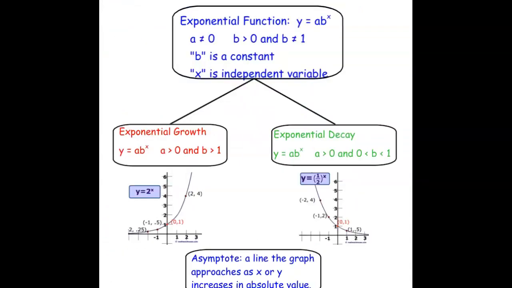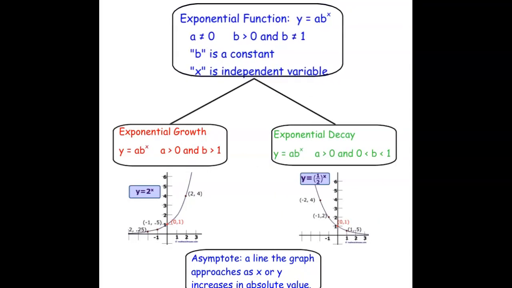All right. So kind of to summarize what we've talked about. We have this exponential function, y equals a times b to the x power. Some requirements: a cannot equal 0 because multiplying something by 0 is going to make everything 0. Our b value has to be greater than 0, but it can't be 1 because if we put a 1 in and raise it to a power, nothing happens. We're just going to have a 1. The a and b are going to be constants, and it's the x that's our independent variable. Okay?